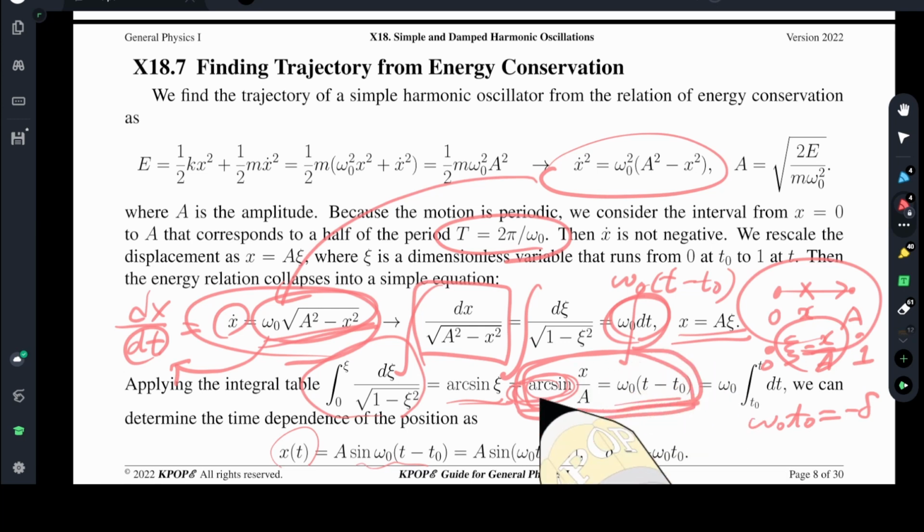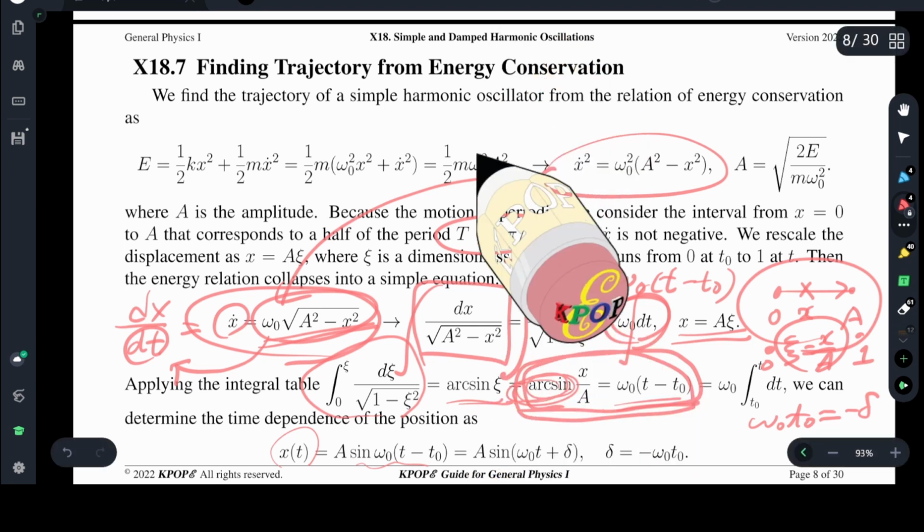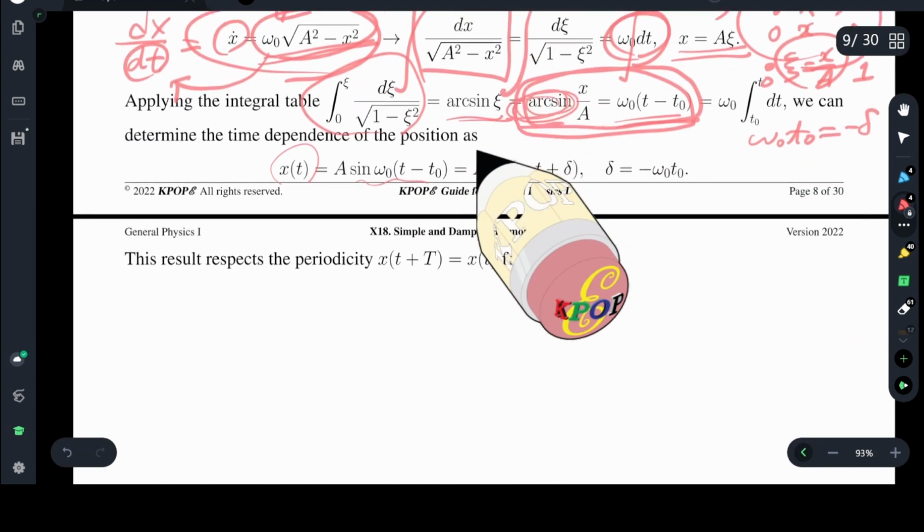So this is the answer. We don't have to find the solution of the differential equation. This solution can be obtained by simply integrating a single integral. This is quite simple.